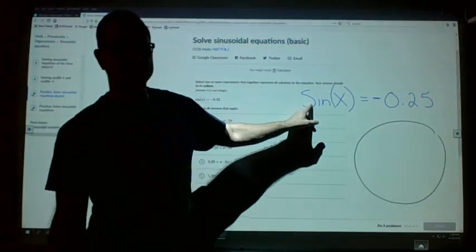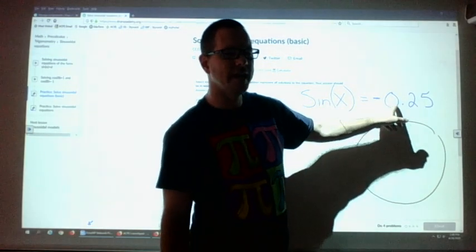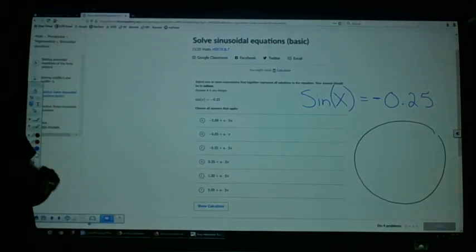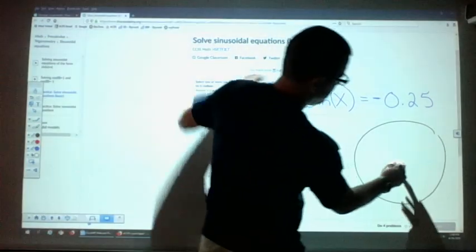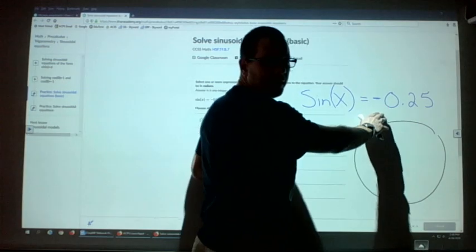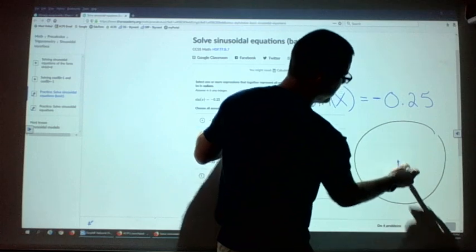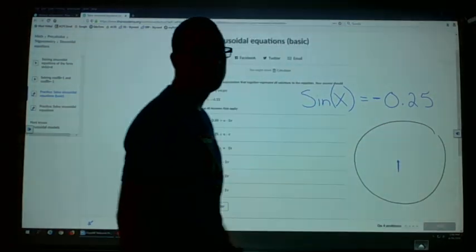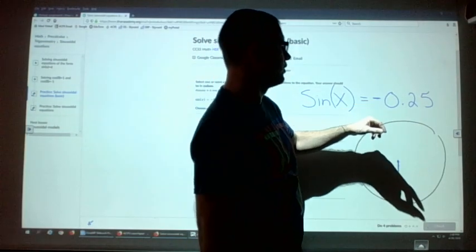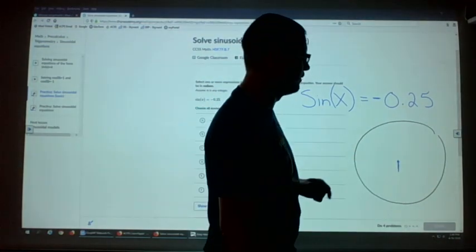The vertical part of my angle x is negative 0.25. So I know that from the center of my circle, the vertical part of my angle is negative, so it goes down about 0.25. Now, if the whole radius of the unit circle is 1, then I can approximate where negative 0.25 is going to be. About right there. About a fourth, because that's what 0.25 is, a fourth.